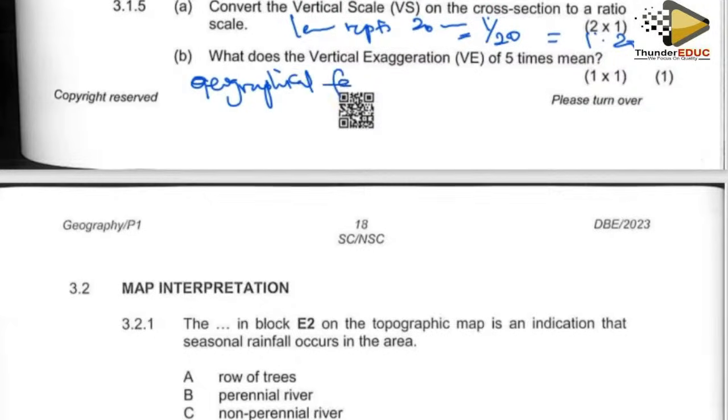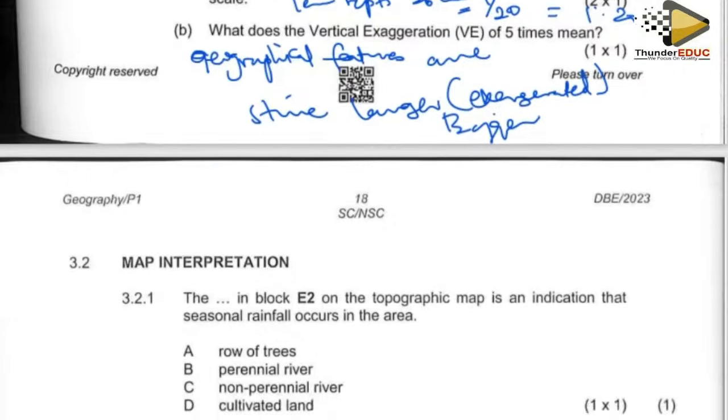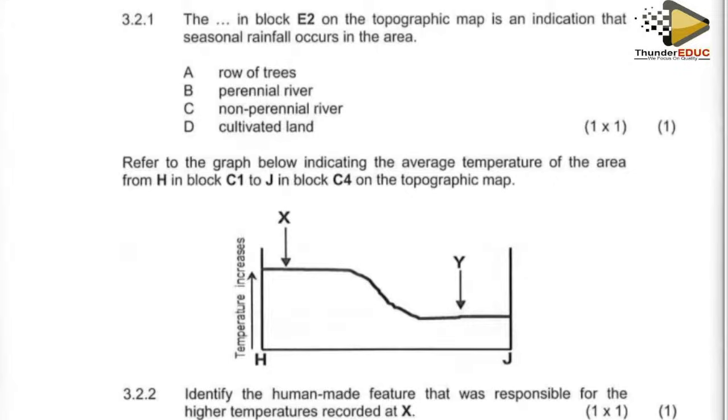It means geographical features are 5 times larger or exaggerated, making it visible. So it is 5 times bigger. 5 times larger or bigger or exaggerated. Okay. We go to 3.2.